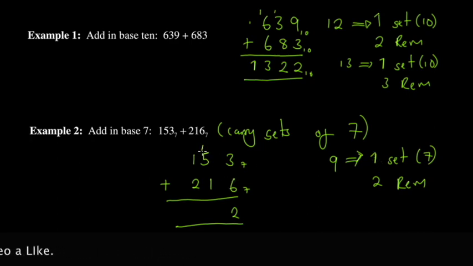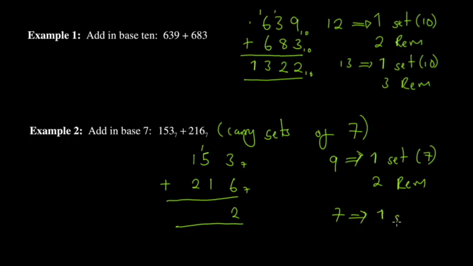Here you have 5 plus 1 plus 1, you get 7. So 7, how many sets of 7 do you have? You have 1 set of 7. What's the remainder? If you take 1 set of 7, obviously you have 0 as a remainder. You don't have anything left. So you take 0 here, then you carry. So 1 plus 1, you get 2. 2 plus 2, you get 4. So you have 4 here. How many sets of 7 do you have?